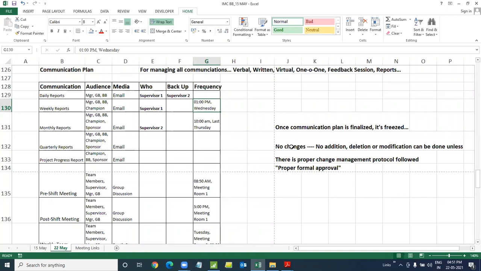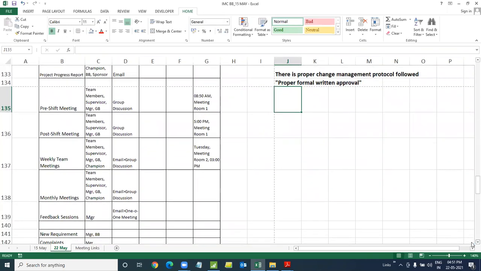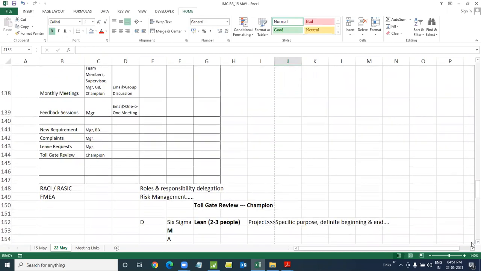So unless there's a proper formal written approval, this is still incomplete. Formal written approval, not even verbal, proper formal written approval, no changes can be done to the communication plan. That's how we got to keep the basic fundamentals of a communication plan in mind. Is that okay with everyone? Communication plan, simple templates, but yes, we got to keep basic fundamentals in place.